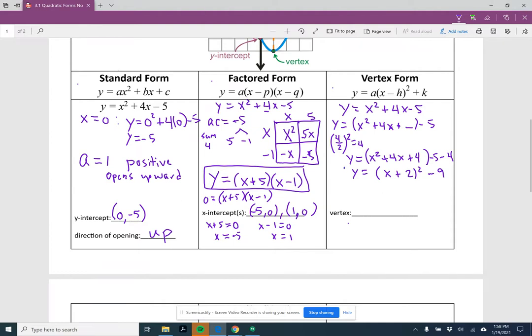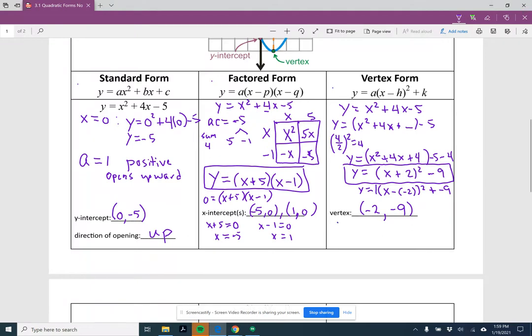Now, I'm going to circle that as my vertex form, but I want you to look at it. That x plus 2 is x minus negative 2, and that negative 9 is a plus negative 9. So my h is negative 2. There's my y equals a times (x minus h) squared plus k, so h is negative 2. K is my negative 9. So our vertex is at (negative 2, negative 9). That would be our turning point.